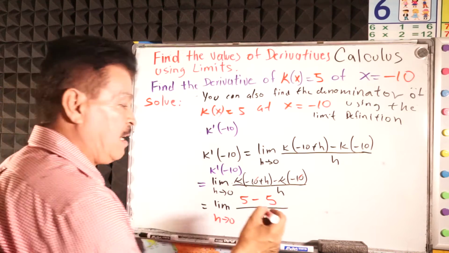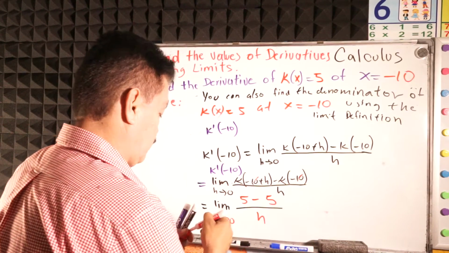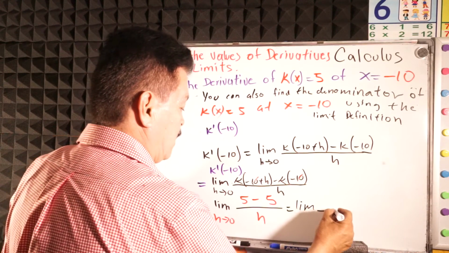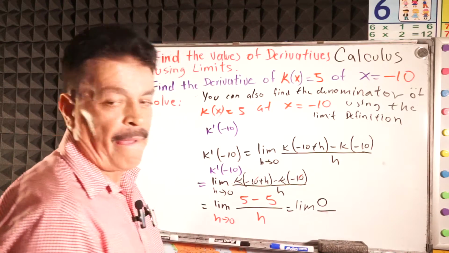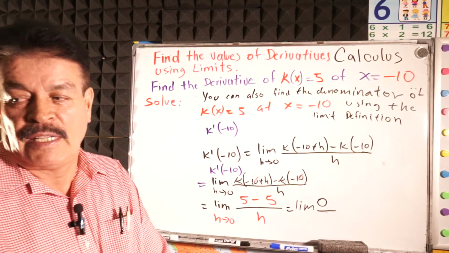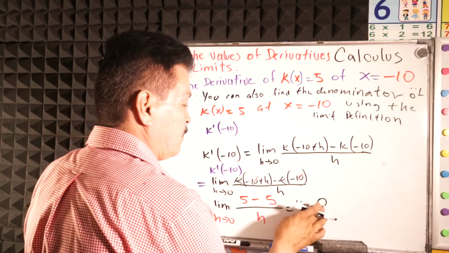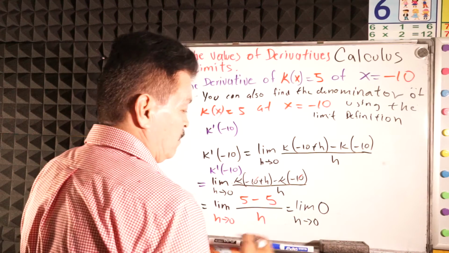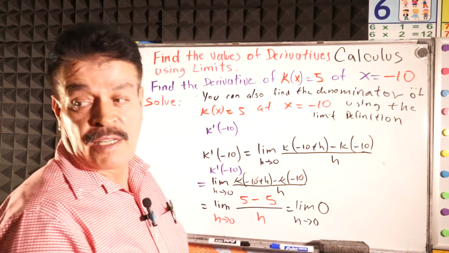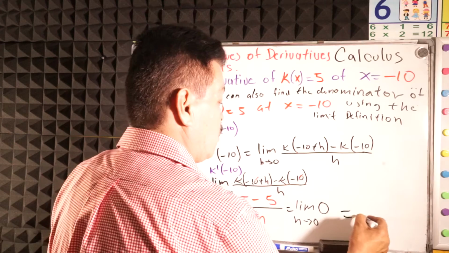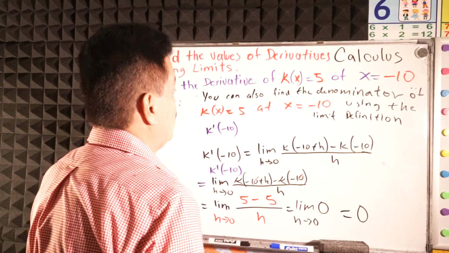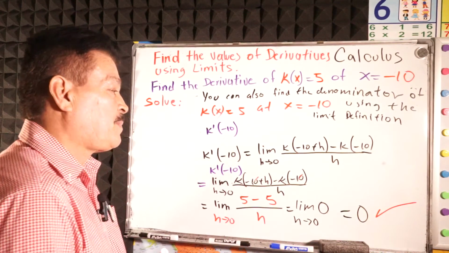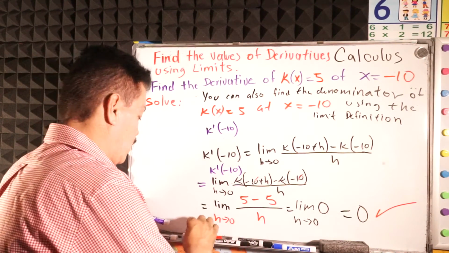Alright, so now the limit, this is equals limit of what? 0 is 0. Here the limit is 0 when h approaches 0. Right? That's it. So the answer here is equals 0. So the derivative of this problem is 0. Right? That's the answer to our problem.